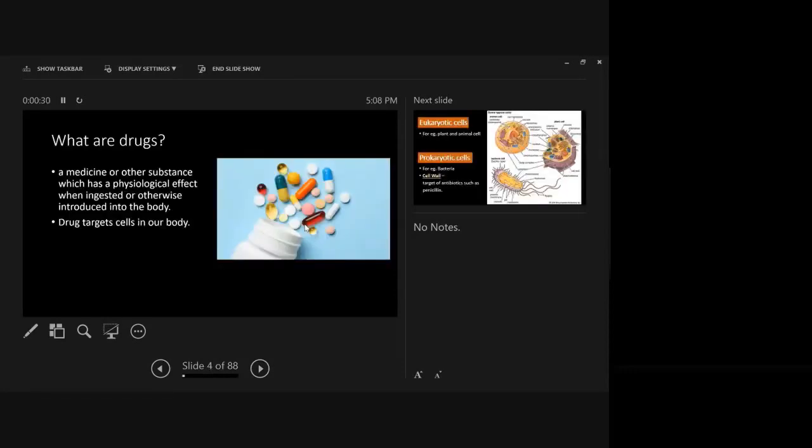So what are drugs? I just Googled this term, drugs, and this is the definition that came out, so I just copy and pasted it. It's a medicine or substance which has a physiological effect when you ingest it or otherwise introduce it into the body.